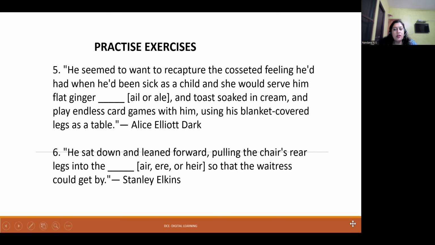He seemed to want to recapture the cosseted feeling he had had when he had been sick as a child, and she would serve him flat ginger ale, A-L-E. It's a type of drink, and toast soaked in cream, and play endless card games with him, using his blanket-covered legs as a table, by Alice Elliot Dark. He sat down and leaned forward, pulling the chair's rear legs into the air, A-I-R, so that the waitress could get by, Stanley Elkin.